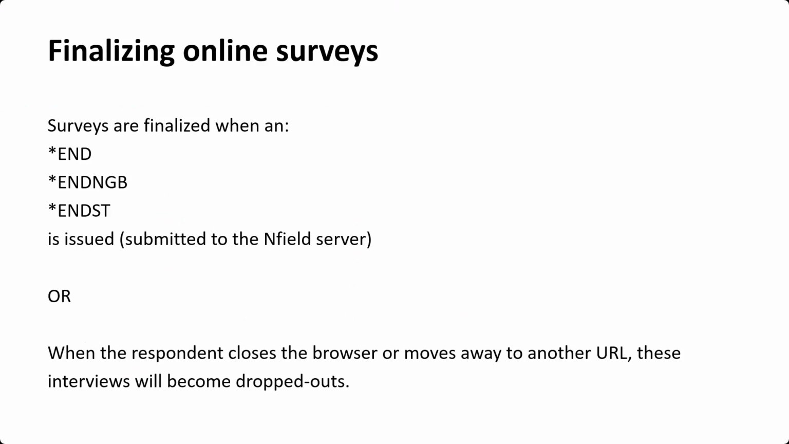Finalizing online surveys. How are surveys finalized? Well, surveys are only finalized when an end-NGB or an end-ST command is issued. And issued means it is submitted to the Enfield server. Until that command has been submitted to the Enfield server, all interviews are active surveys, and only when that command is issued, the final status of that survey is set. So in case of an end, that will be a successful survey. In case of an end-NGB or an end-ST, those will be screened outs.